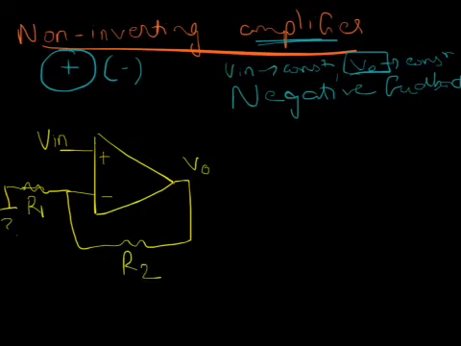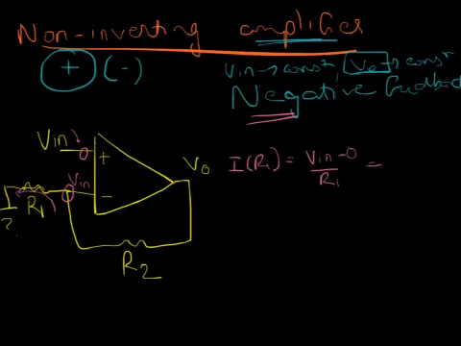Let us analyze what happens in the circuit. So, we know that since it's negative feedback, these two voltages have to be equal. We know that this voltage is Vin, so this voltage also has to be Vin. If we know this, we can figure out the current that is flowing through R1. The current through R1 is basically Vin minus 0 upon R1, which is Vin upon R1.